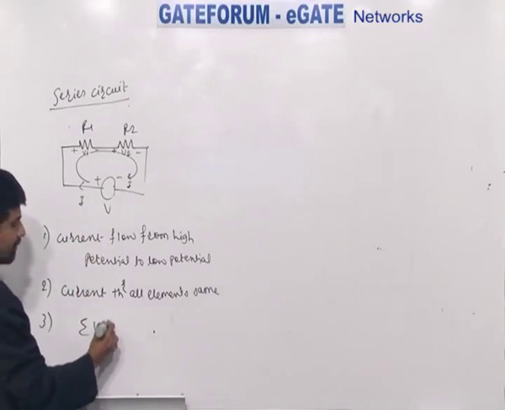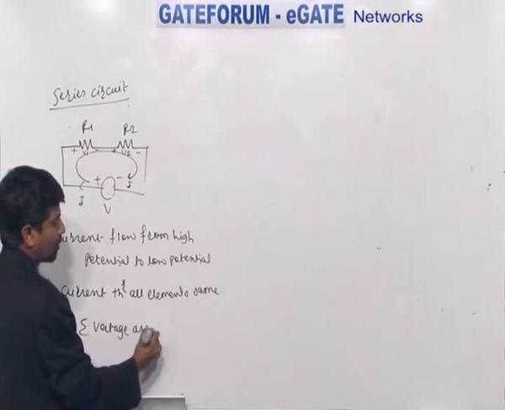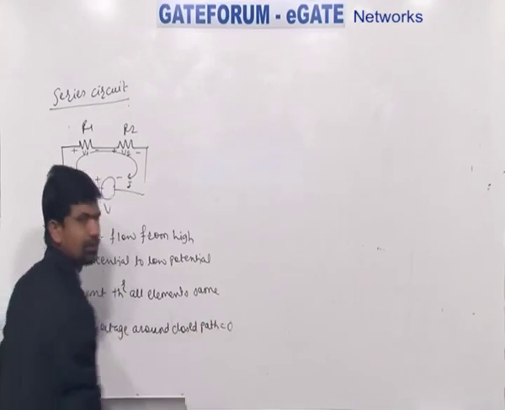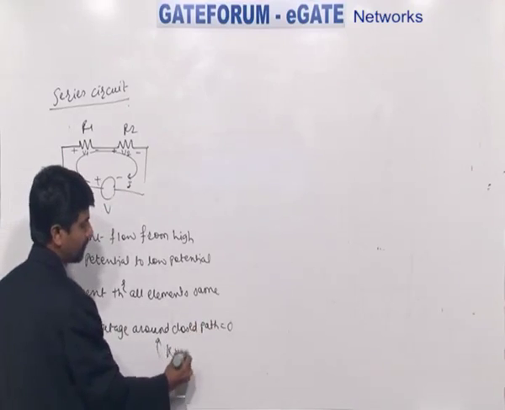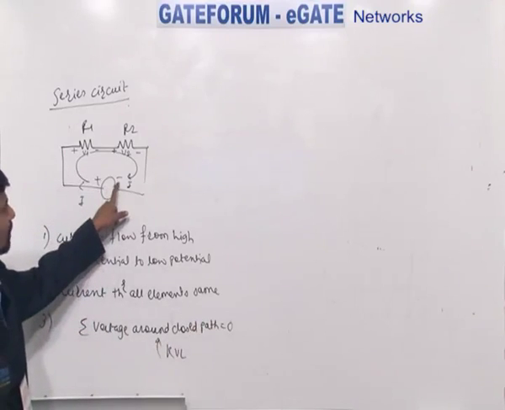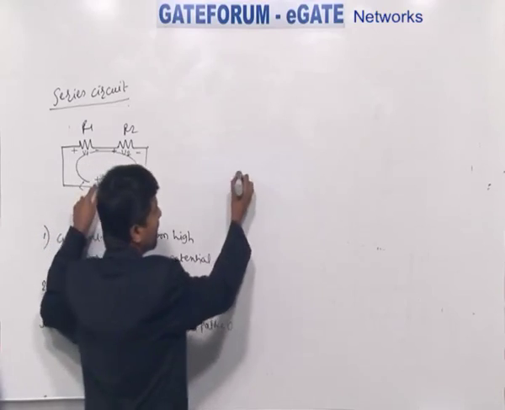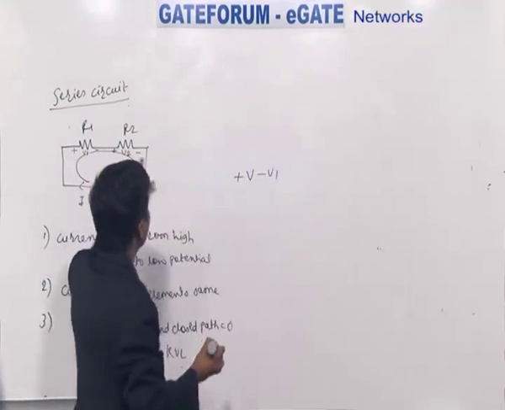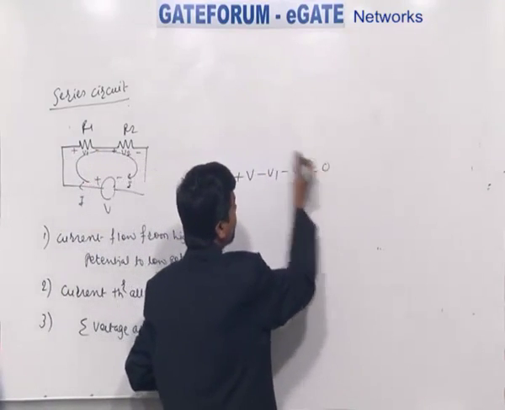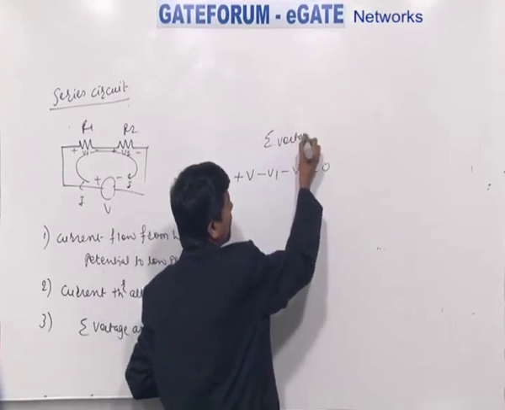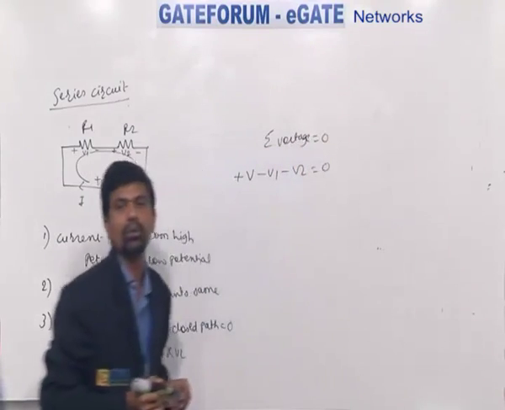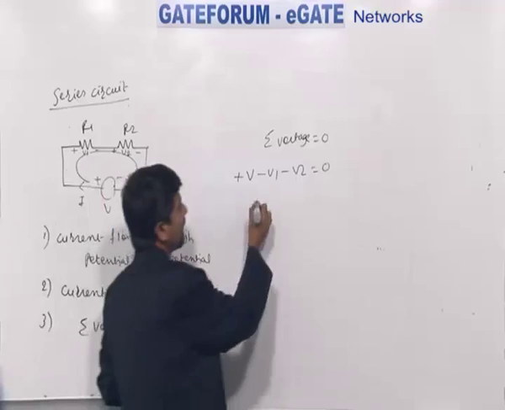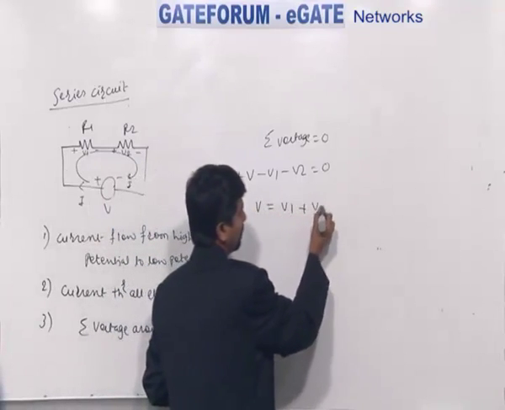So I can say that the summation of voltage around a closed path is equal to 0. You can treat this as Kirchhoff's voltage law. Whenever I go from negative to positive, I mark it as plus V. Positive to negative, I mark it as minus V1. Positive to negative, minus V2, equal to 0. That is, summation of voltage around a closed path equal to 0. Why closed path? Because current will not flow through an open path. Current always flows through the closed path from higher potential to the lower potential of the battery. V is equal to V1 plus V2.